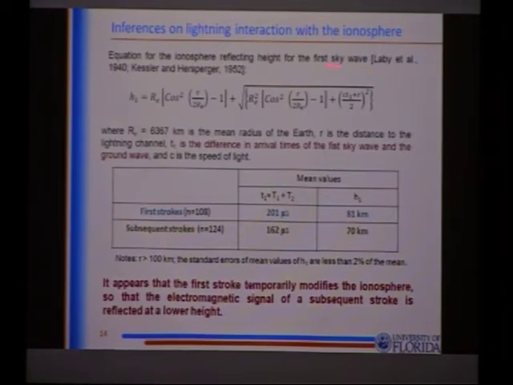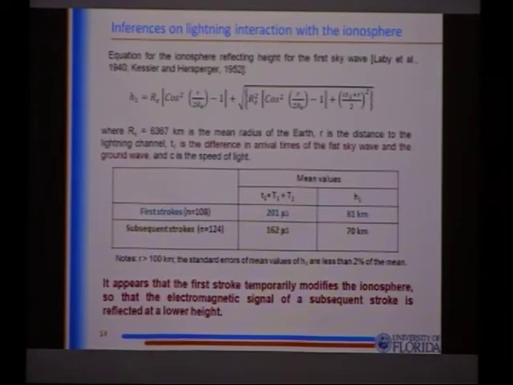Here's an equation, well known, to compute reflecting height using T1, which is the difference in arrival times. And the distance R was obtained using NLDN data. This seems to be kind of trivial, except for one feature.